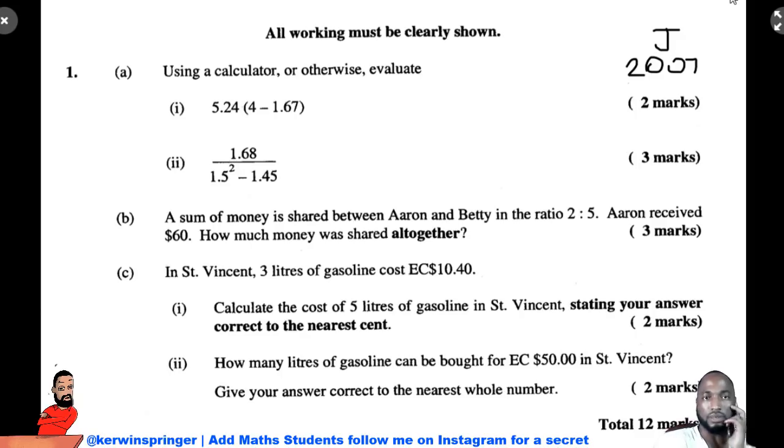Right, so this is the first part of the paper here. Using a calculator or otherwise, evaluate 5.24. So, same time every night. This paper is 2007, January. Take out all your calculators, take out your pens, get ready. Do this question. Hopefully you can see it there, because I can see it on my phone in a small screen.